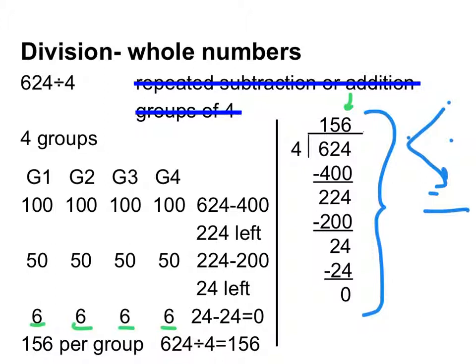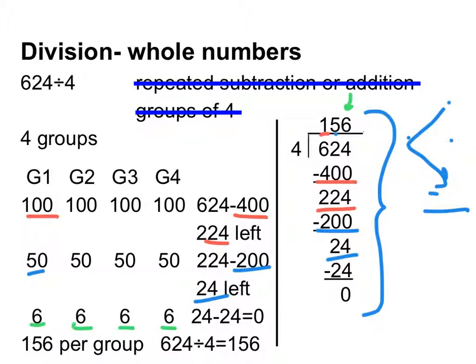All of those little steps are there, right? We put the 100 for the 1 here, and then we subtracted 400, which gave us 224. Okay, and then we did the 5 up top. Well, that's the 50 here. And then we subtracted 200, which left us with 24. So it's a perfect parallel.